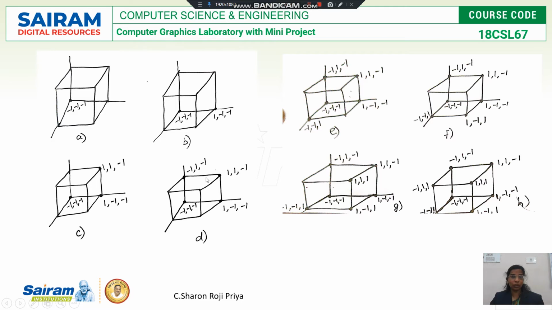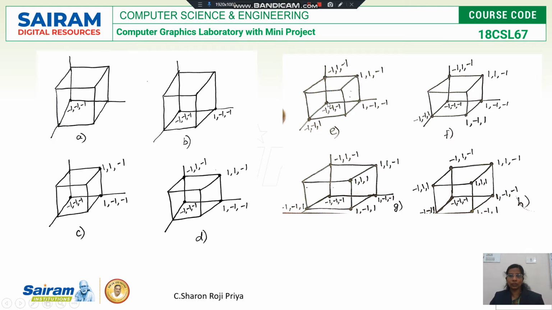Similarly, you have to mark this vertex. So which axis am I traveling along? This is x-axis, so x keeps changing. Here it is 1, here -1. The other two remain the same, 1, -1. Here also it is 1, -1. Right, that completes this one.